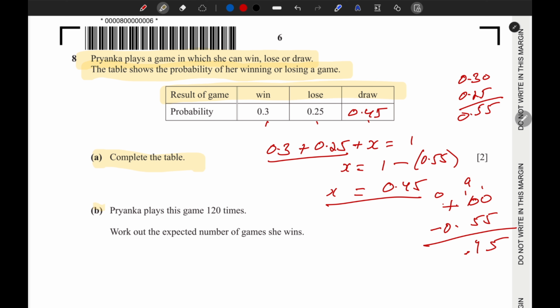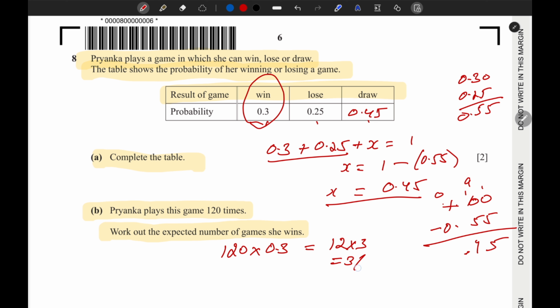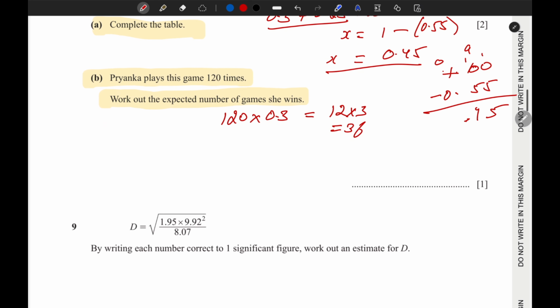Okay. Priyanka plays these games 120 times. Work out the expected number of games she wins. Now see, the probability of winning is 0.3. So what you have to do is simply 120 times 0.3. See how you will do it? You can remove one 0, so this will be 12 times 3. So this equals 36. Hence, our answer is 36.